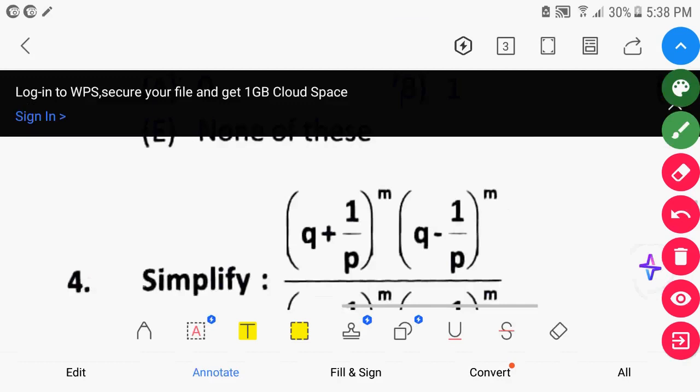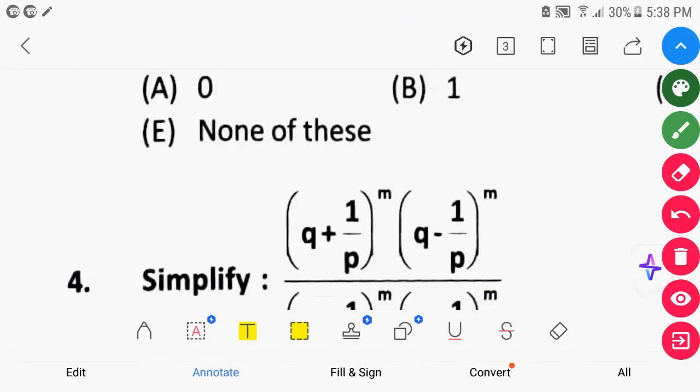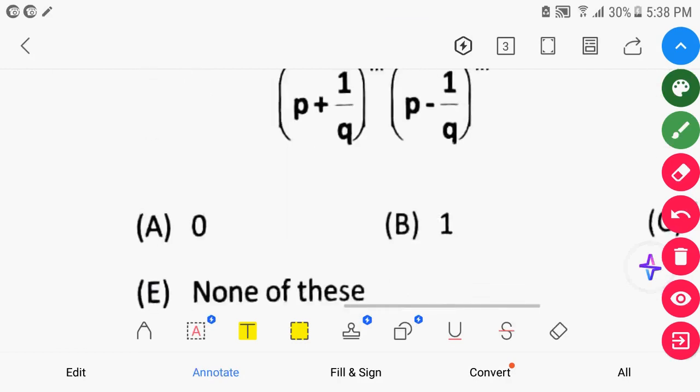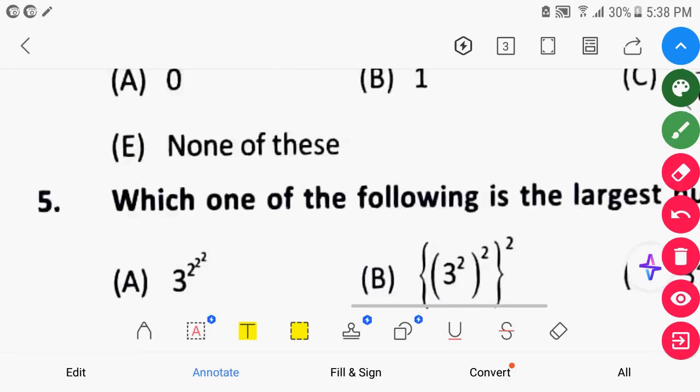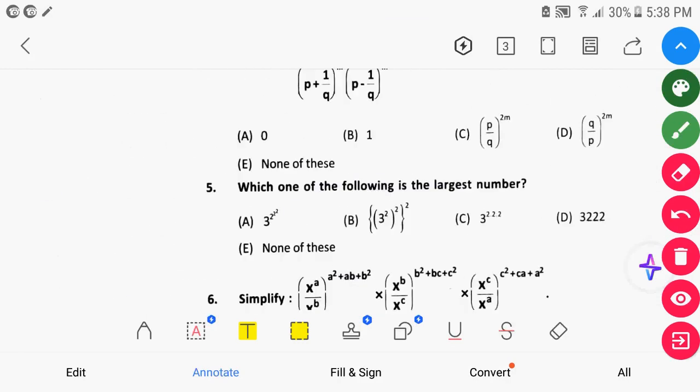Okay, so I am Dr. Hinavani, and in the last lecture we had solved some problems based on exponents. I hope you understood all those problems. Now the next one is the fifth one, which is the largest number in the following.